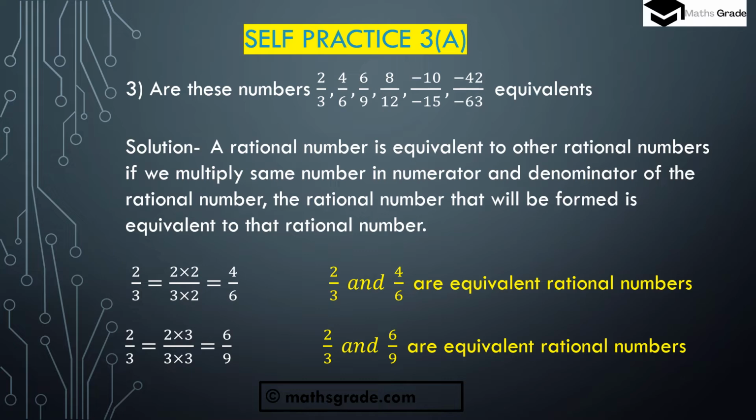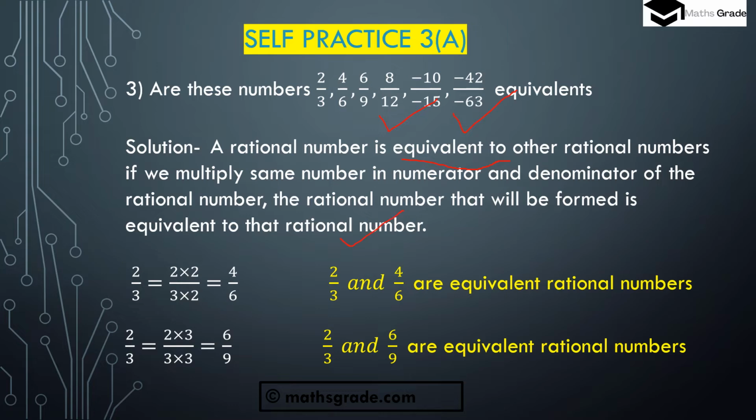Now we solve question number 3. Are these numbers 2/3, 4/6, 6/9, 8/12, -10/-15, and -42/-63 equivalent? We know a rational number is equivalent to other rational numbers if we multiply the same number in the numerator and denominator of the rational number. The rational number that will be formed is equivalent to that rational number.